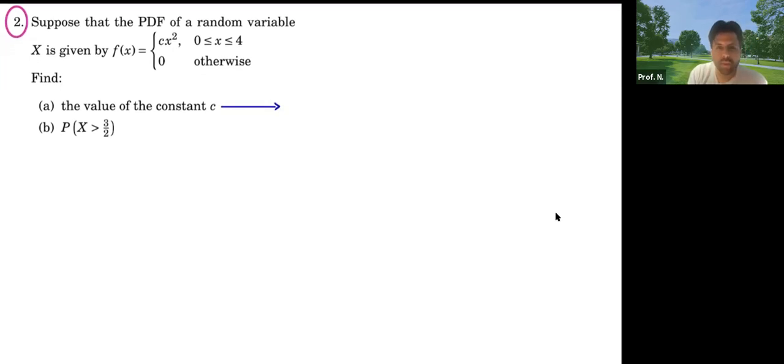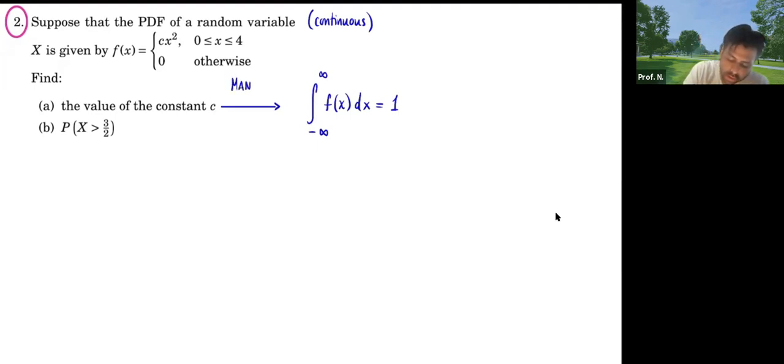Well, we know it's a PDF. What's a mandatory requirement for a PDF of any continuous random variable? Something about equaling 1, right? The integral from negative infinity to infinity of my PDF must be 1. So this is a mandatory requirement for any PDF. This one is no exception to the rule.